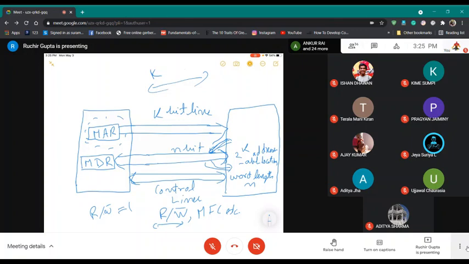Is it okay? Could you repeat the MFC part again? MFC stands for memory function complete.